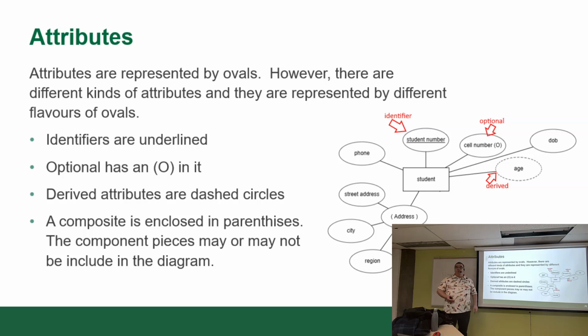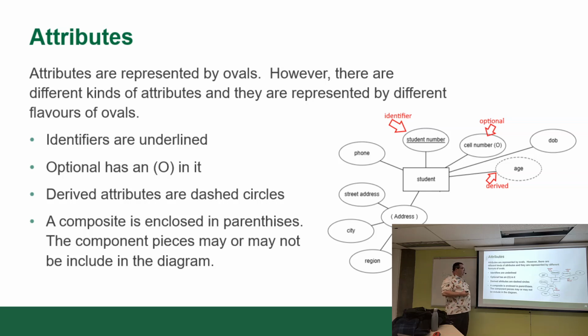Optional fields will have an O in it, saying it's an optional field. Derived attributes are dashed circles. An age is a derived attribute because you can calculate it from a person's date of birth. Now minus date of birth tells you how old they are.